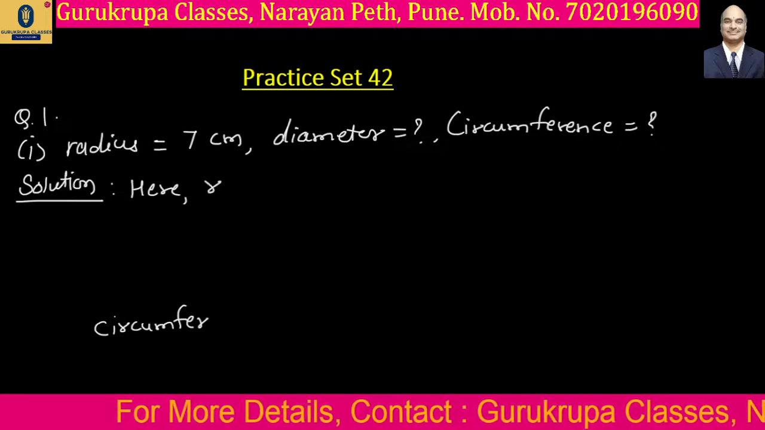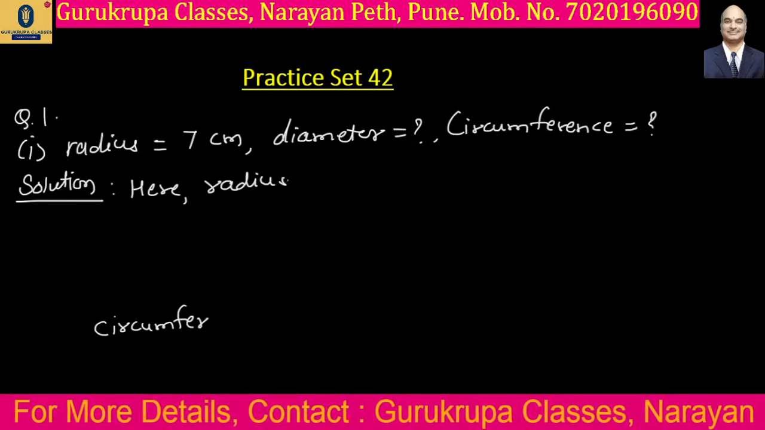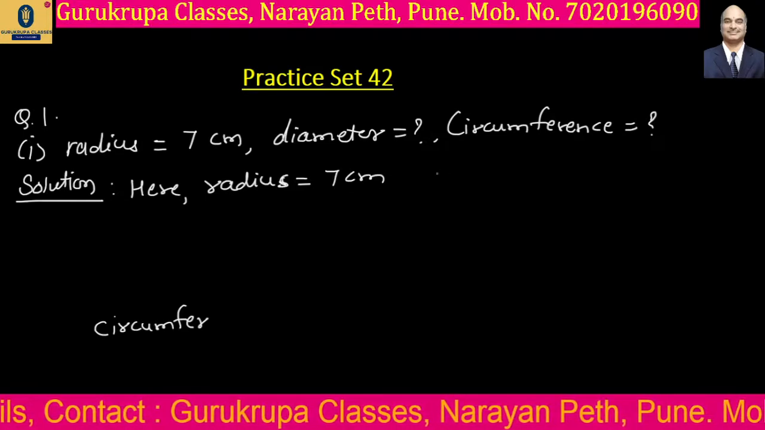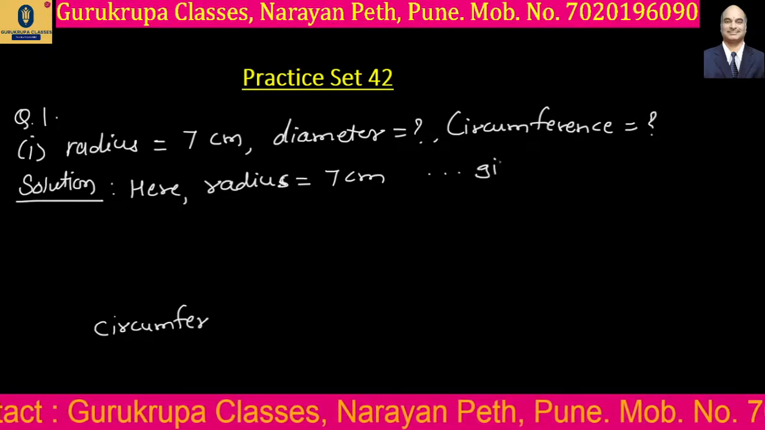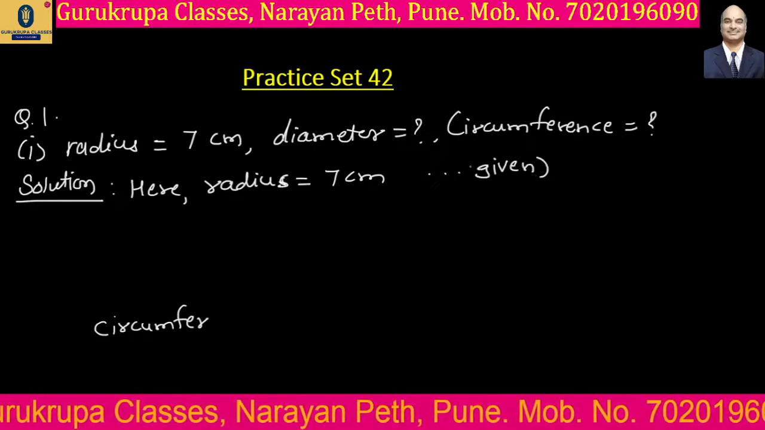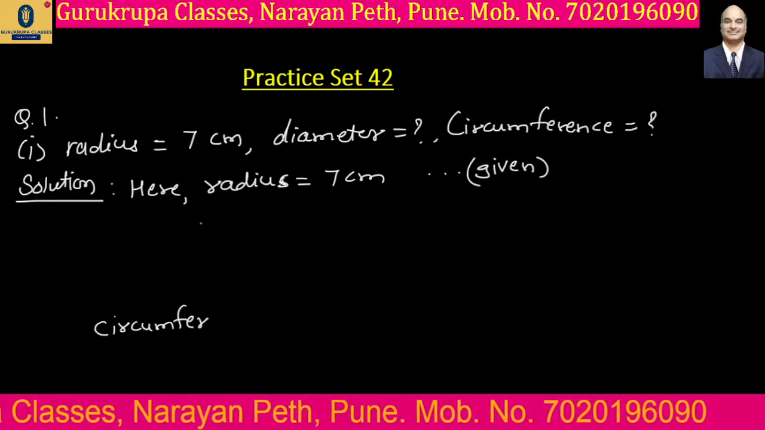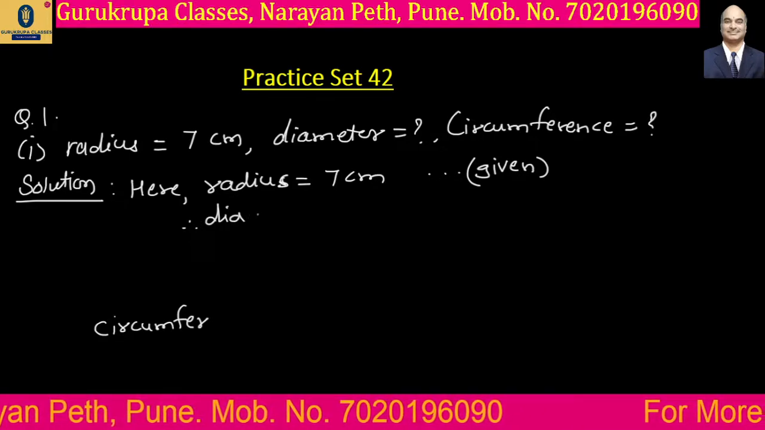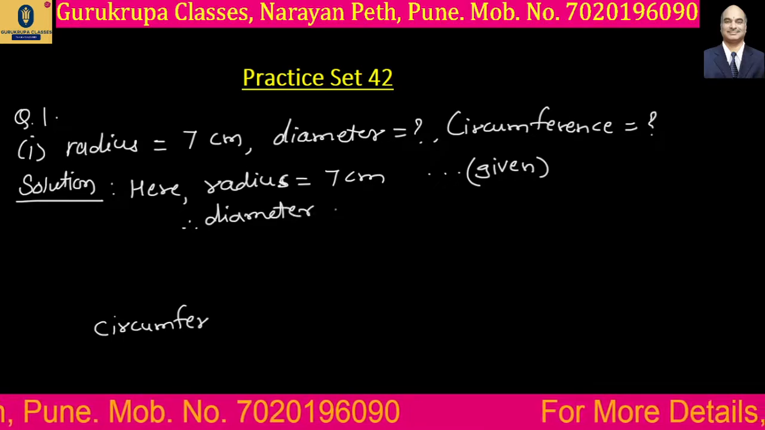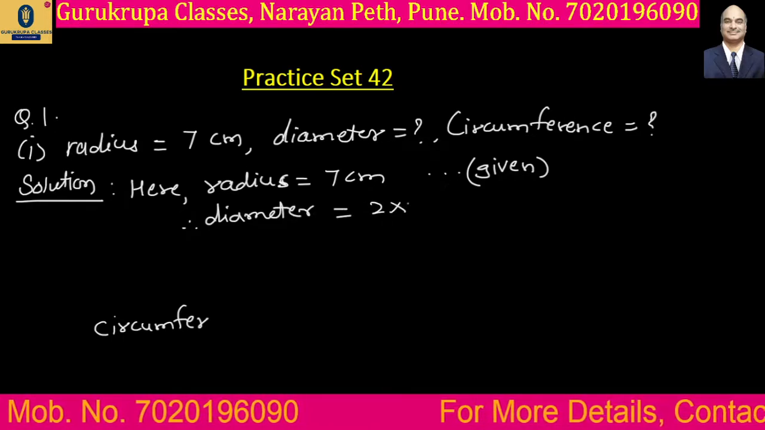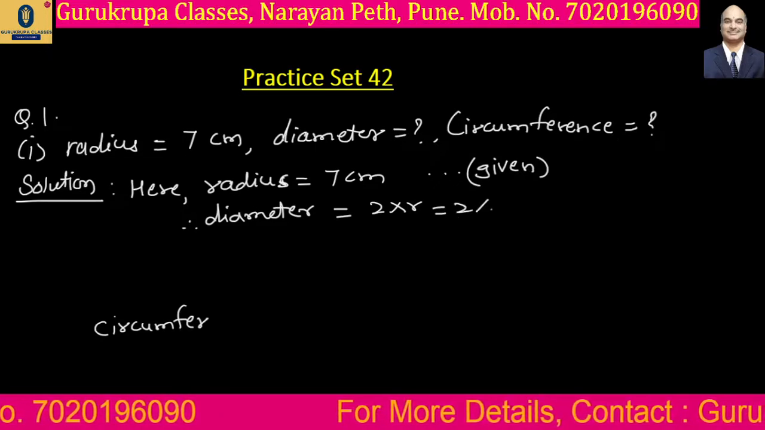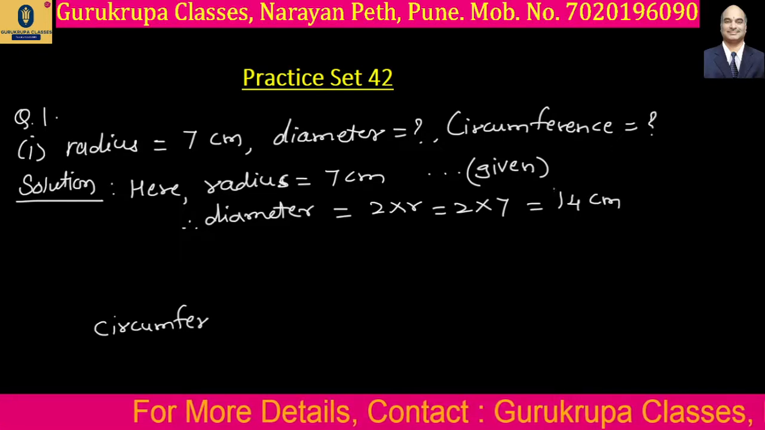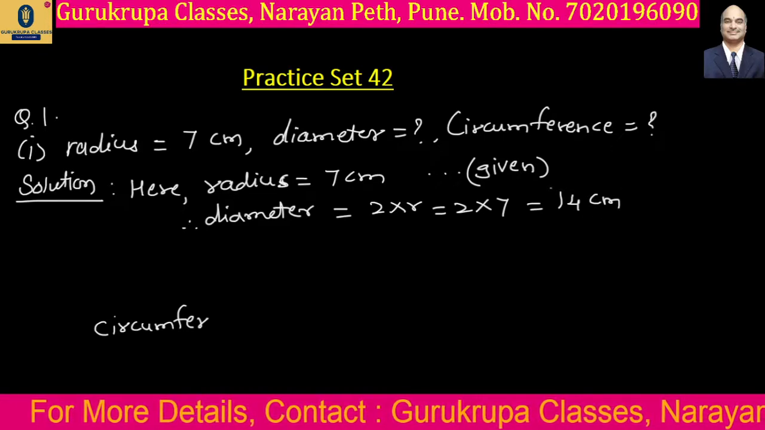So, here radius is equal to 7 centimeter. It is given. Therefore, diameter D, formula for diameter is equal to 2 into R, 2 into 7, 7 2s are 14. So, D is equal to, diameter is equal to 14 centimeter.